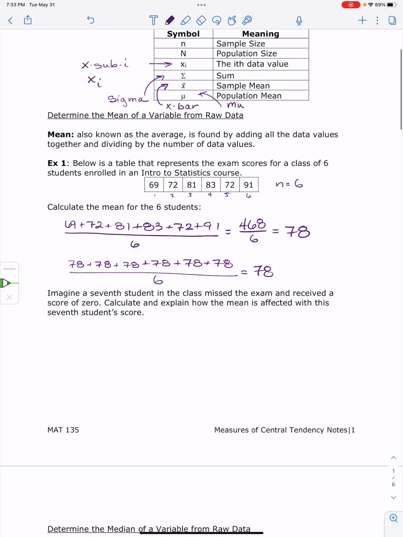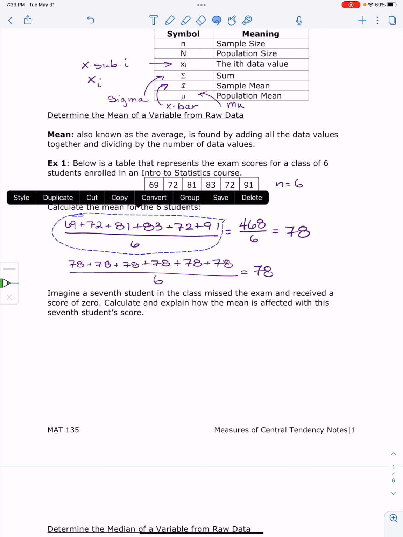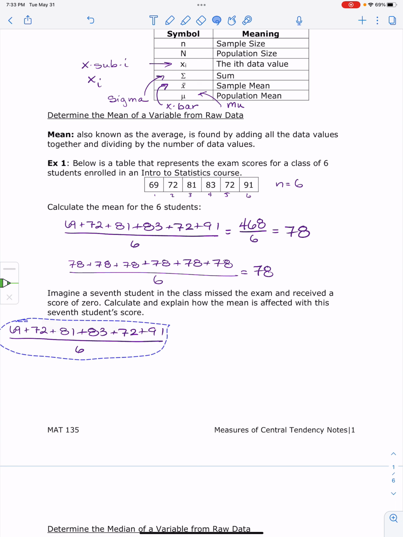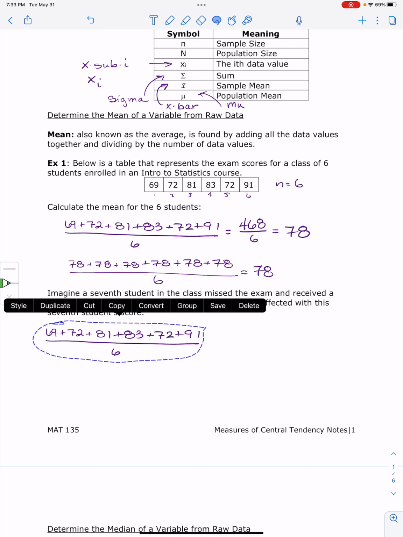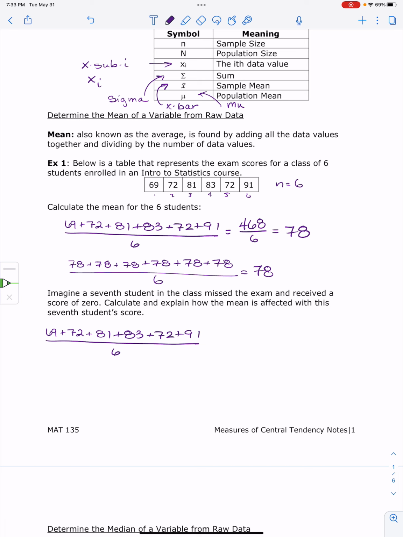Okay. We are going to add a 7th student into the class. This student, though, missed the exam and got a 0. So what I'm going to do is rewrite. I'm going to take this 6. I'm going to add a 0 to that and divide by 7 because now we have 7 scores.